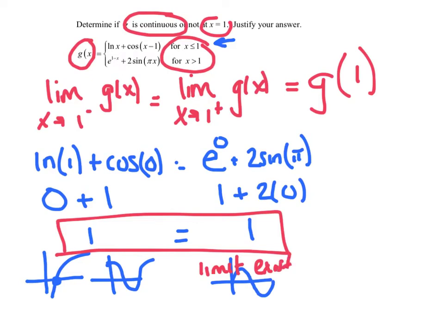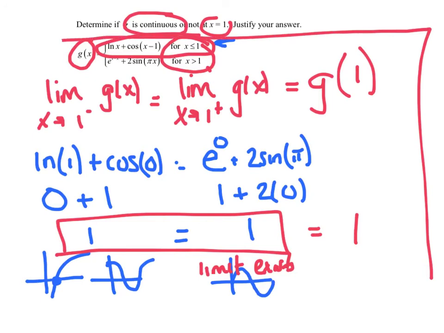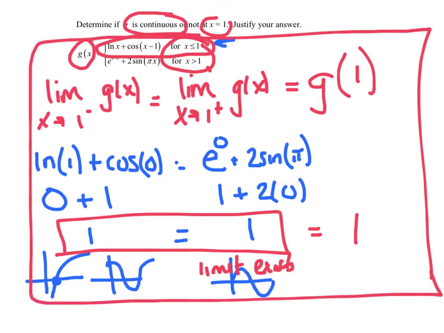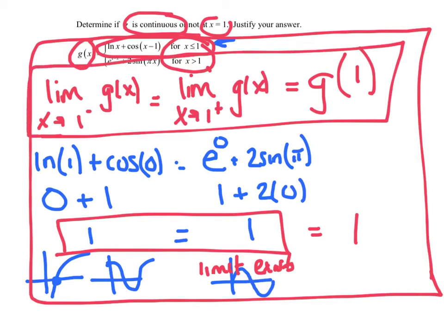And now I have to evaluate g of 1. Do either of those include 1? Well, that first one does, and we already know its answer is 1. So I would say, yes, it's continuous, and all of this work is your justification. You don't need a fancy sentence. This work is good enough, especially this line is what we're looking for.